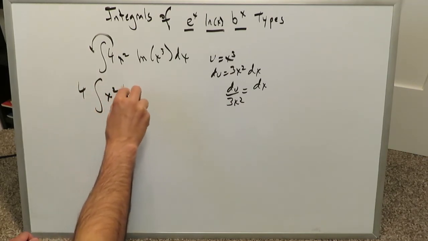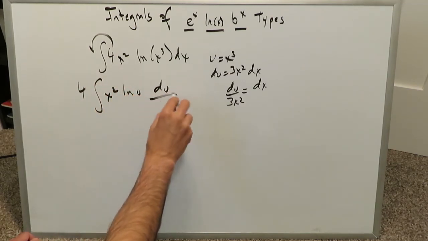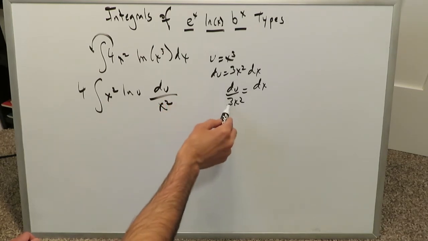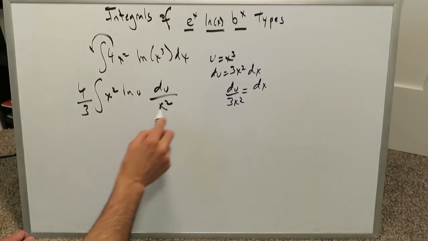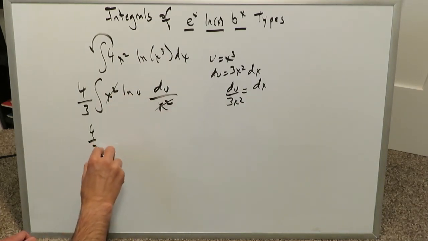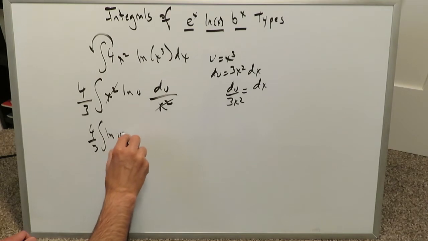We have an x squared ln u, and then we have a du over x squared, but we have a 3 sitting here in the denominator. We can push it out as well. These x squares cancel out. We have 4 over 3 ln u du.